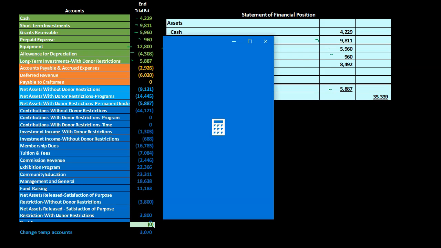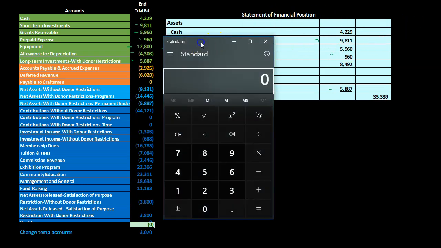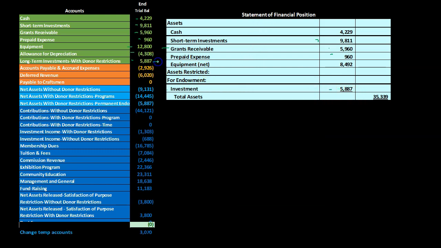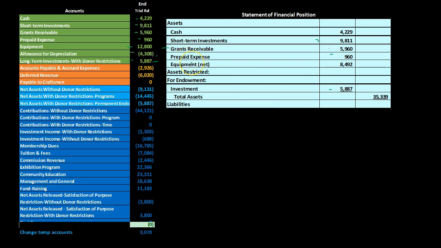Okay, then we're just going to sum these up, of course. So if we were to add these up, we would just say it's going to be the 4229 plus the 9811 plus the 5960 plus the 960 plus the 8492 plus the 5887 is going to give us the 35339. So that's going to be our total assets. We have found a home for all of the assets. That is good. Now we're going to go on to the next section, which of course is the liabilities.